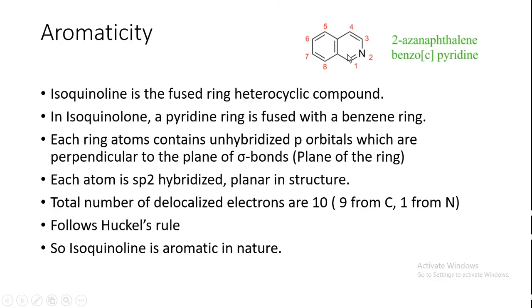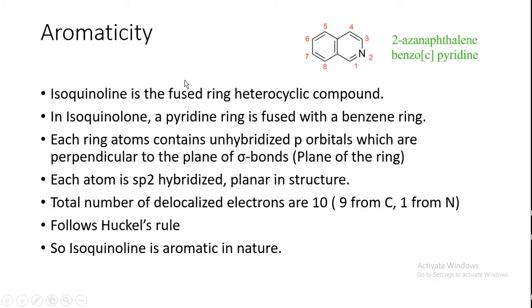You see here I have given the structure. In quinoline the nitrogen is present in the first position, so it is 1-aza naphthalene, but isoquinoline is 2-aza naphthalene. That is the difference. One means nitrogen is in position one, that is quinoline, and this is isoquinoline, where nitrogen is present at the second position. So isoquinoline is a fused ring heterocyclic compound.